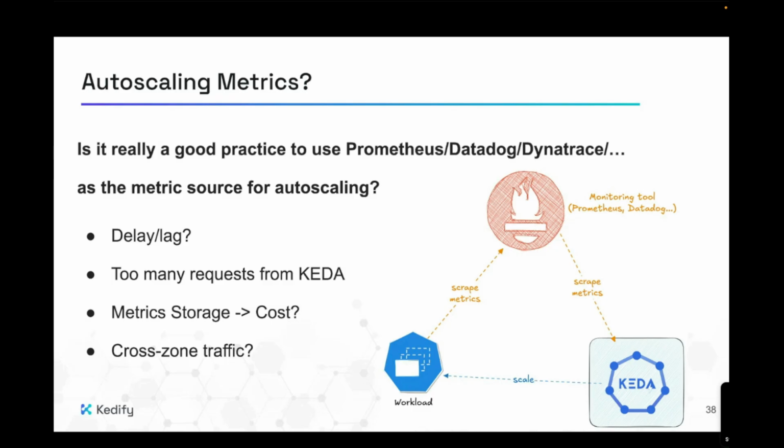So I'm not saying Prometheus metrics are bad. You should always think about this problem, and try to use different kinds of metrics or different setups in this case to overcome this problem.